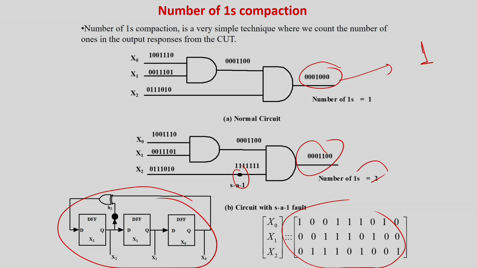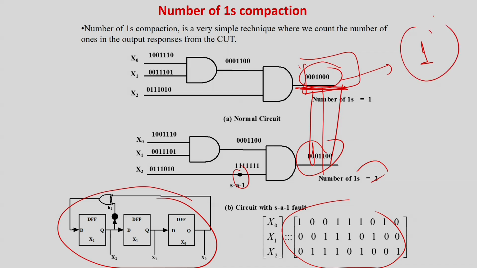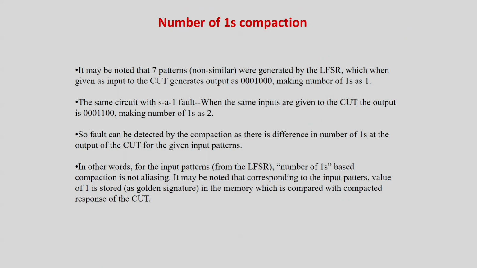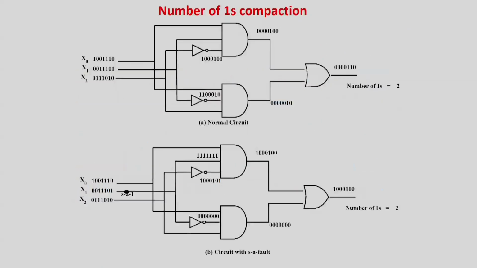But there can be a lot of aliasing cases also. In this case it works. So this is basically compaction. Instead of storing this value explicitly as the expected response and comparing bit by bit, we are not going to do that. Rather, for this block we take the total number of ones and store that in the ROM as a golden signature. That is what I have written in this slide. You can easily read it and get what I have told you.